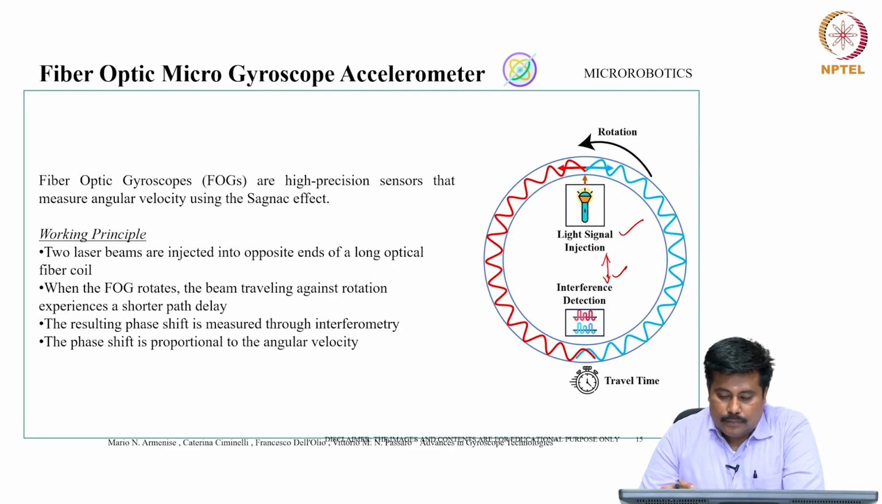In this process, two laser beams are injected into opposite ends of a long optical fiber coil. When the fiber optic gyro rotates, the beam traveling against the rotation experiences a shorter path delay. The resulting phase shift is measured through interferometry. The phase shift is proportional to the angular velocity.